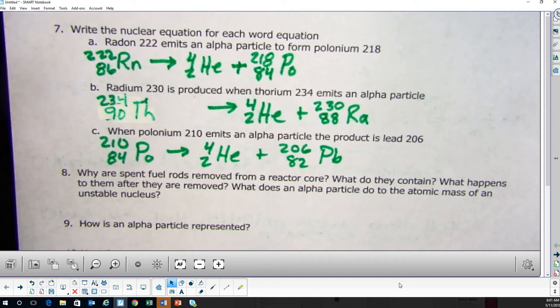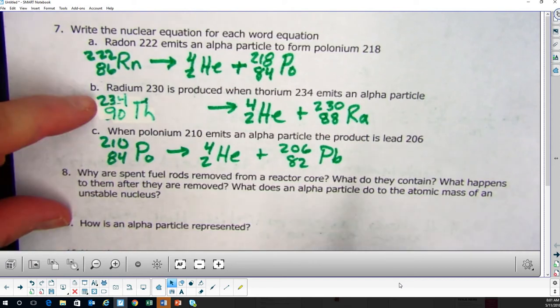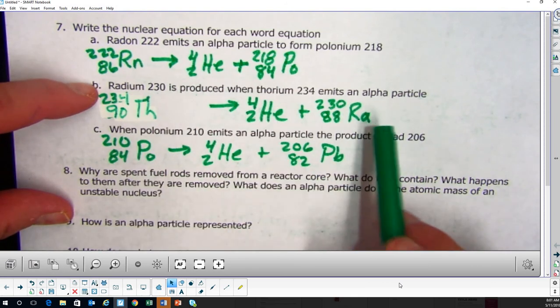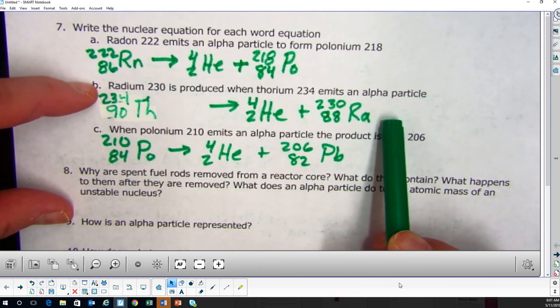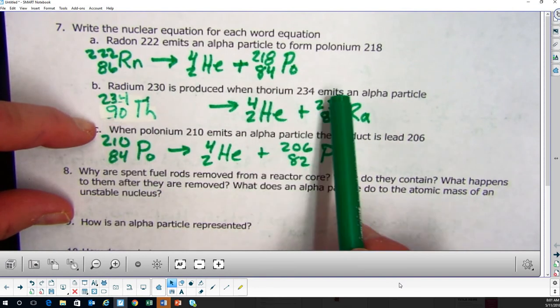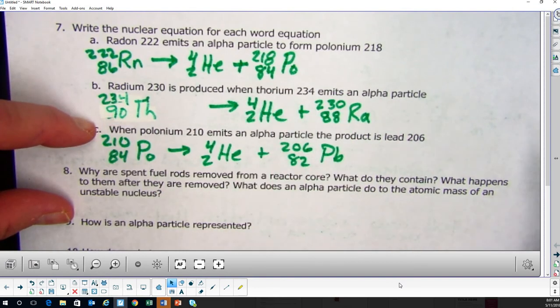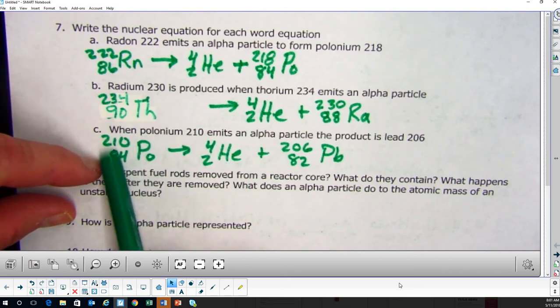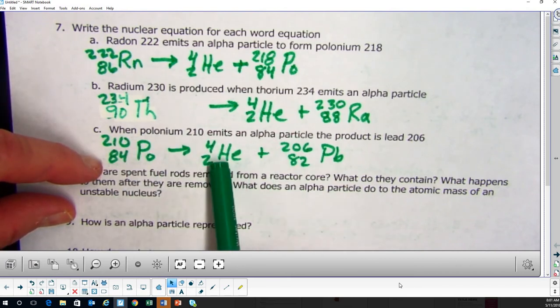Okay, so on the second one, it says radium-230 is produced. So I need to make sure I put radium on the product side because it's produced, when thorium, that's my reactant, emits an alpha particle. Okay, so that one was a little tricky. On the next one, polonium-210 emits, so I'm going to put this emitting an alpha particle, and I get my product.